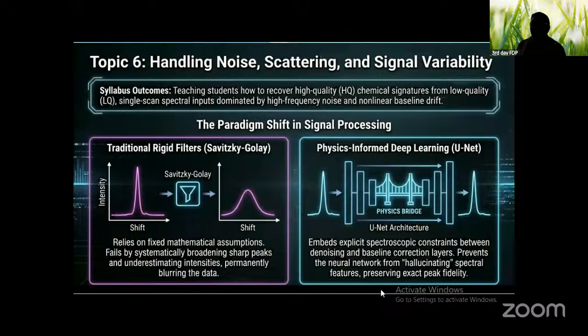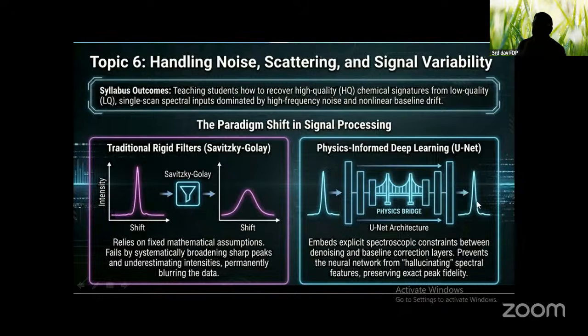Then the last but one topic: handling noise, scattering and signal variability. This is one of the difficulties of practical work, to reduce the noise and improve the signal processing. If you are using AI techniques, it will be easy to carry out. You can see here, in the past, using the Savitzky-Golay transformation, you will get the peak, but it is very broad. But in the case of the physics-informed deep learning system, the peak will be obtained very definitely.